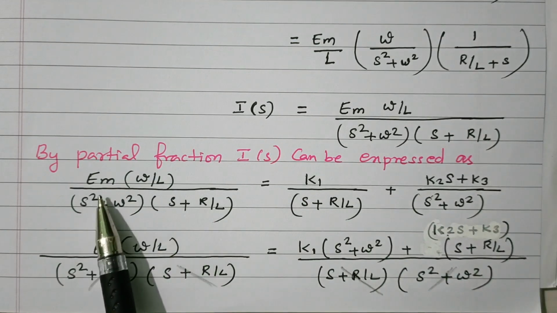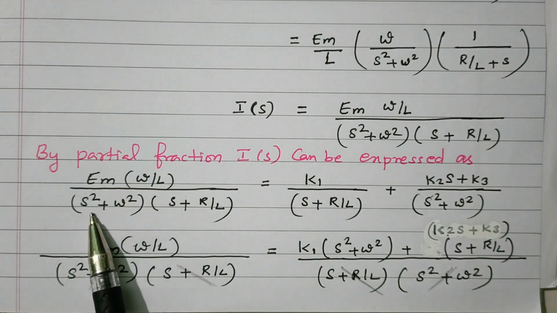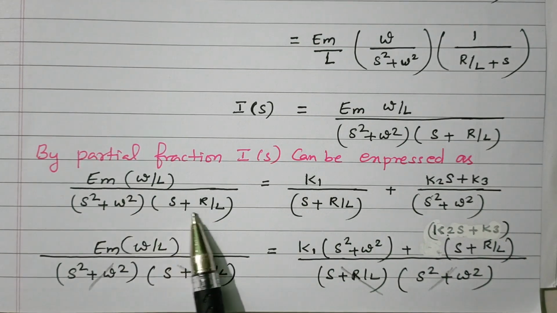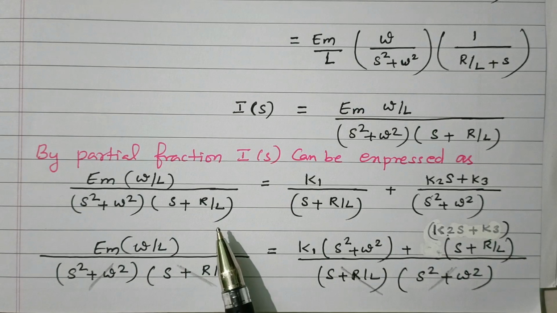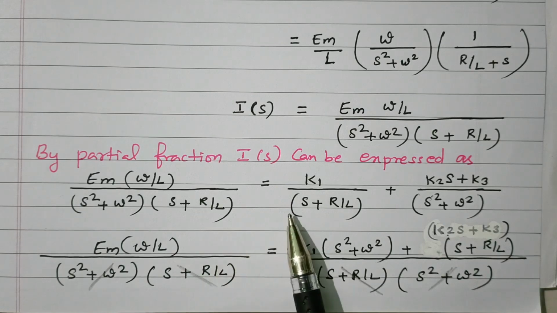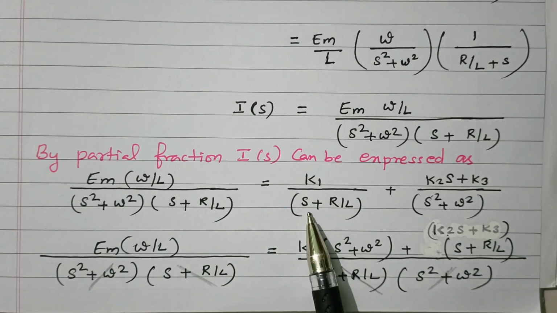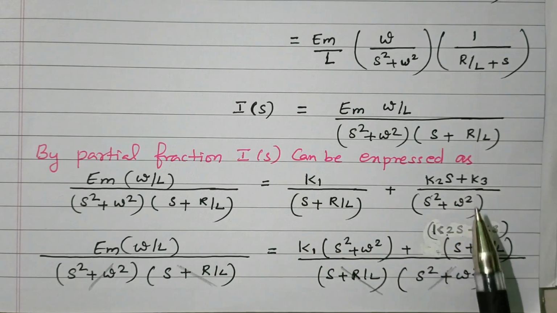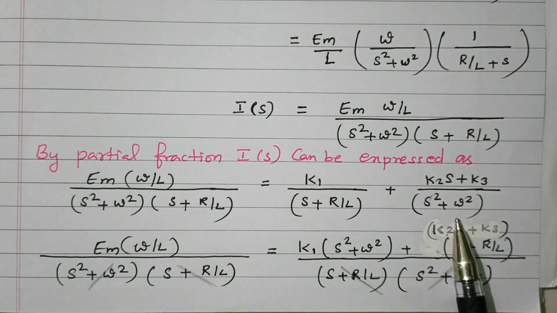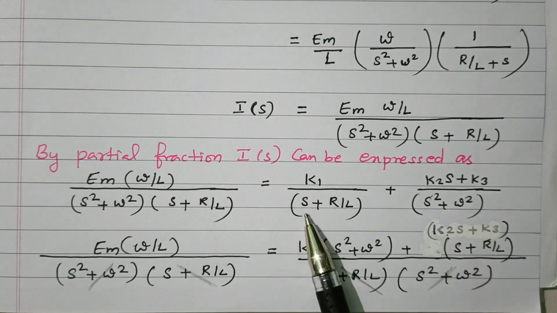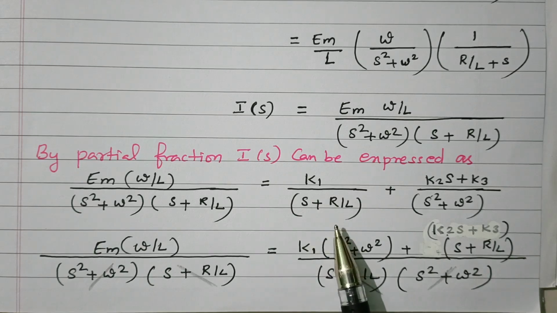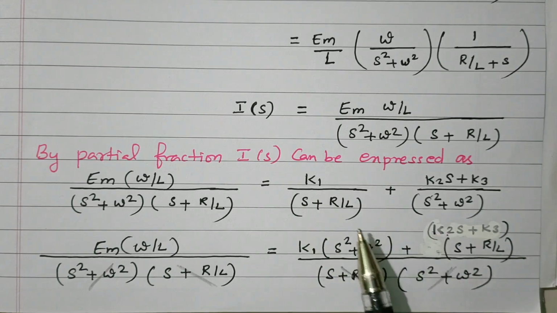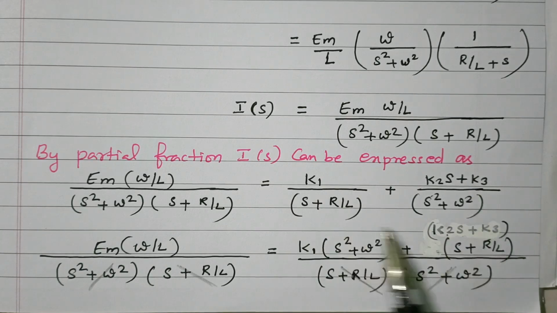So this is the term available: Em omega by L, over S square plus omega square into S plus R by L. Some standard procedure is available. Accordingly it is split as K1 divided by S plus R by L, plus K2 S plus K3 divided by S square plus omega square. Here, S square means two terms will be there, K2 S plus K3. Only S means only one term. There are 3 or 4 types available. This is coming under the third type, having S square. Right. Now see this, it is split into two terms.